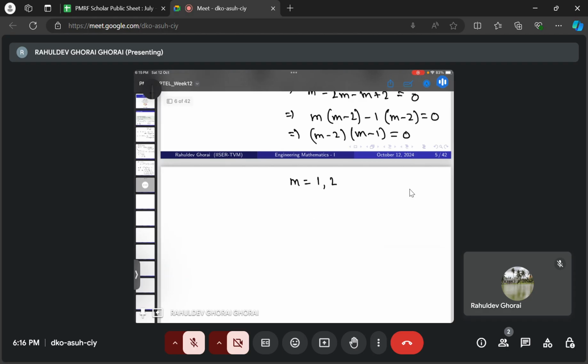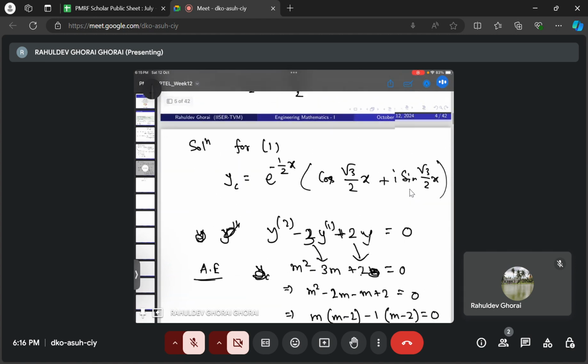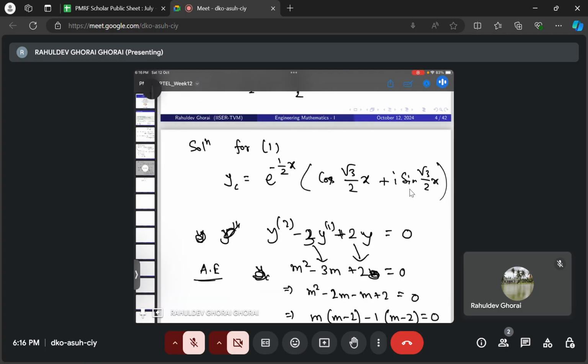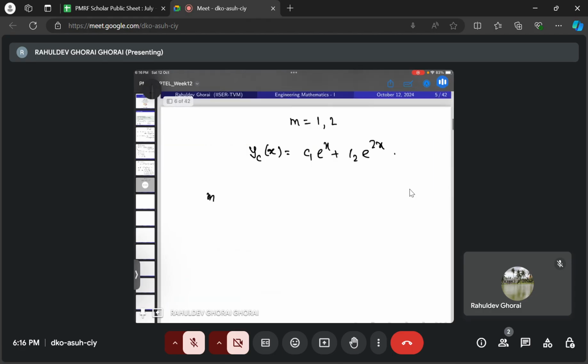So in this case, what will be the solution? yc will be c1, an arbitrary constant, and you can also put a cos x plus b sin x in the other case. Here it will be c1 e to the power x plus c2 e to the power 2x. If the roots were 1 and 1, it will be c1 e to the power x plus, you cannot write just c2, so it has to be c2 x e to the power x. That's how you have to proceed.